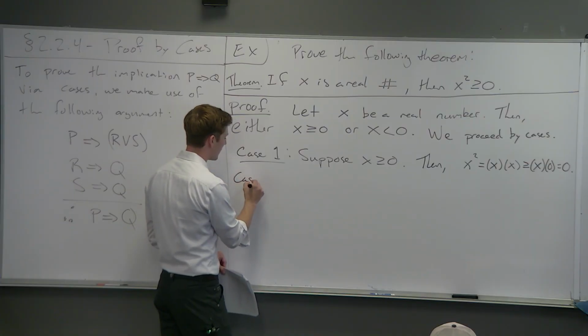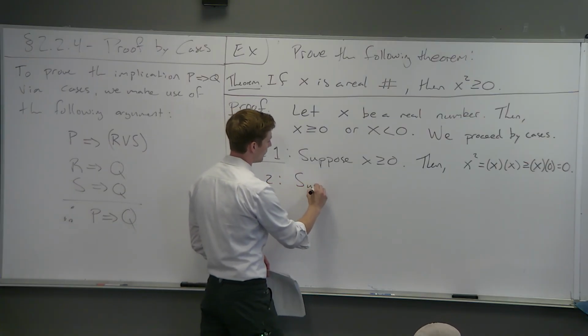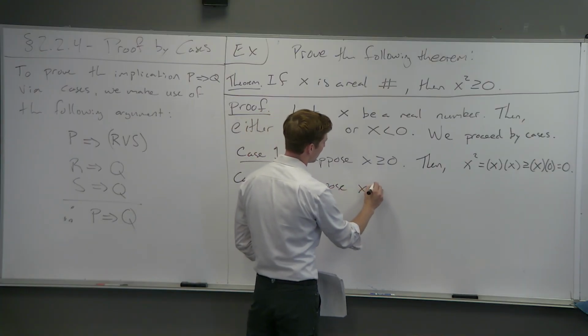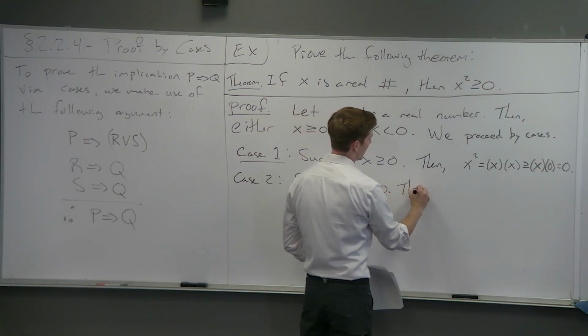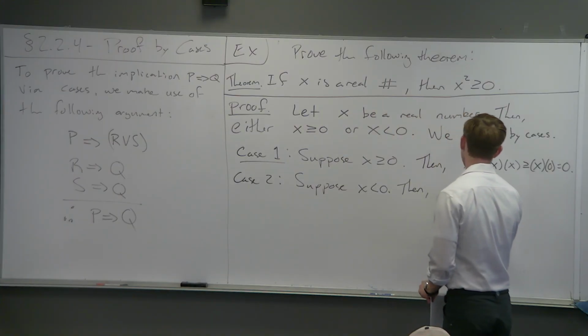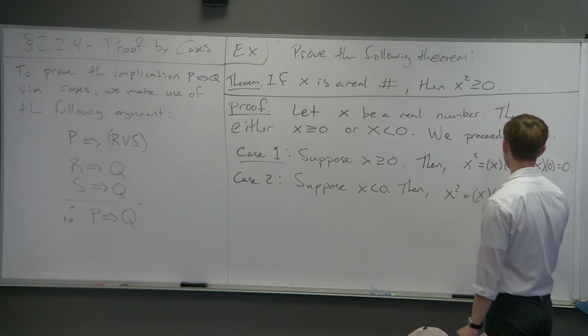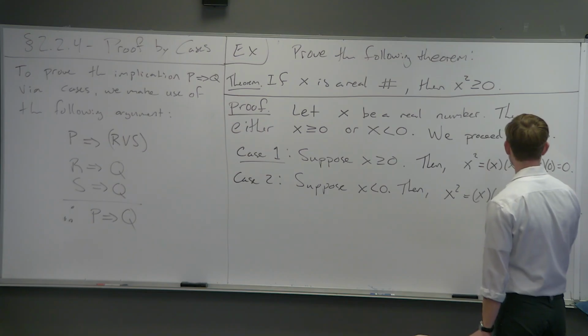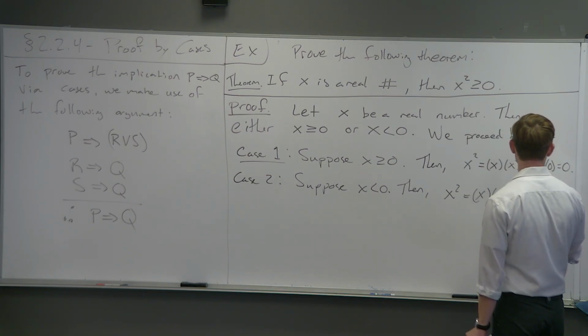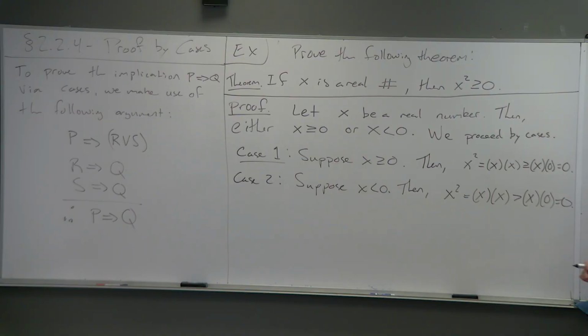All right, let's do case 2. Suppose x is less than 0. Then x squared, which is equal to x times x, is greater than x times 0, which notice is equal to 0. Same logic, but now we're just using the fact that multiplying by a negative number reverses the direction of an inequality, right?